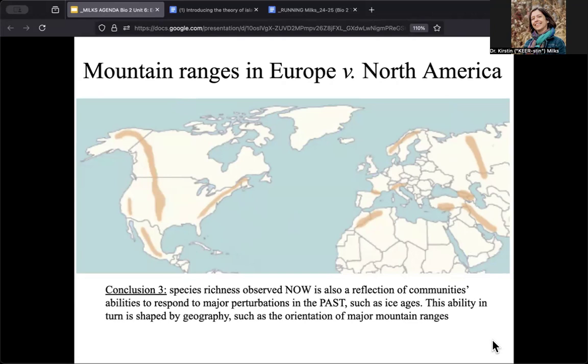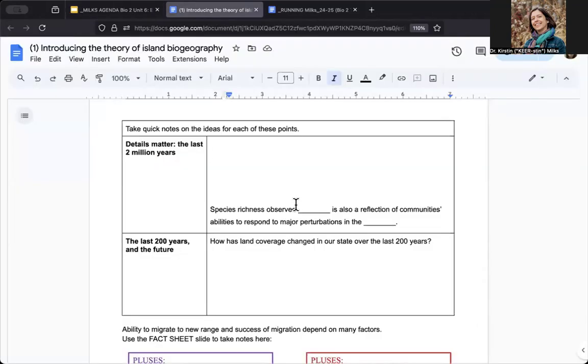of the communities, not communities of people, but communities of different species, their ability to respond to major changes in the past, like ice ages, right? So as the ice sheets came down, you'd end up with colder places. And when the ice sheets went away, you'd end up with warmer places. And so that is actually shaped by geography, which is an important thing for you to think about when you're making your solutions later this week. But here's that sentence. Species richness observed now is also a reflection of communities' abilities to respond to major perturbations or changes in the present.